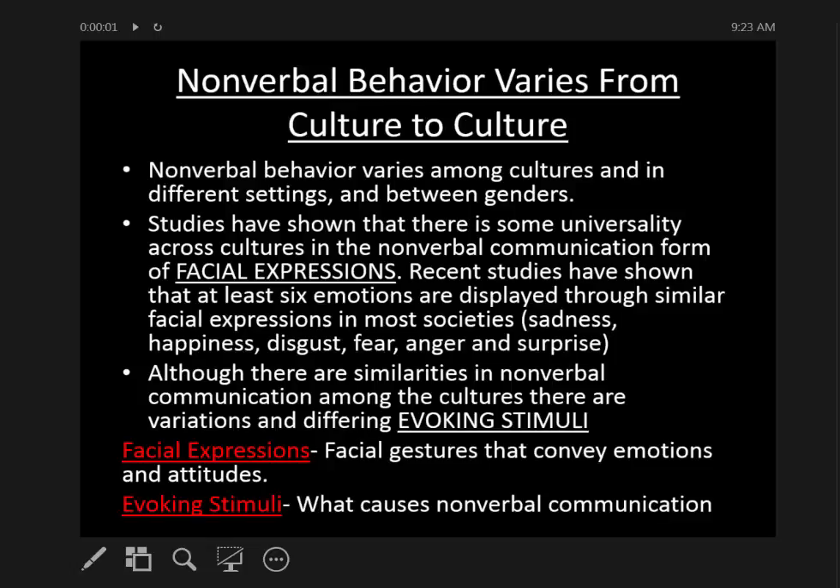Although there is similarity in nonverbal communication among the cultures, there are variations in differing evoking stimuli. Facial expressions is defined as facial gestures that convey emotions and attitudes. Evoking stimuli is defined as what causes nonverbal communication.